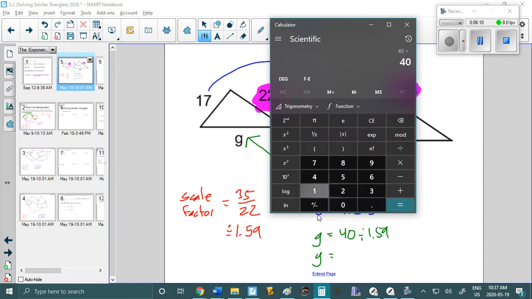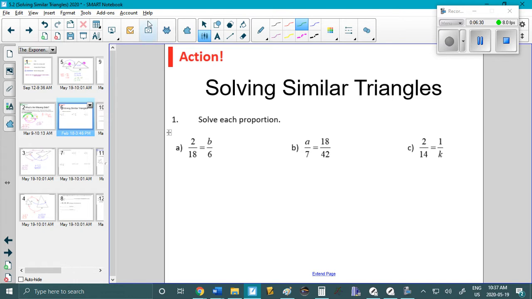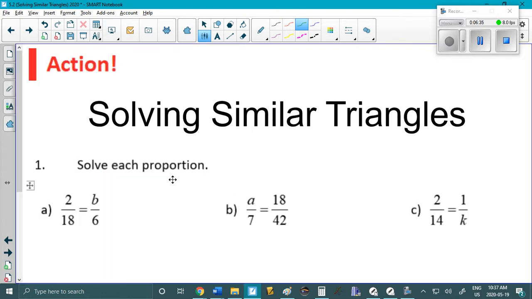40 divided by 1.59 is 25.16 approximately. Okay, we're ready for the actual lesson. So if you can do this, I think you can do everything in this lesson already, but I'm going to show you a bit of a better way to do it where you don't need to find the scale factor every single time. So we're going to go back to some stuff that you did in grade 9.